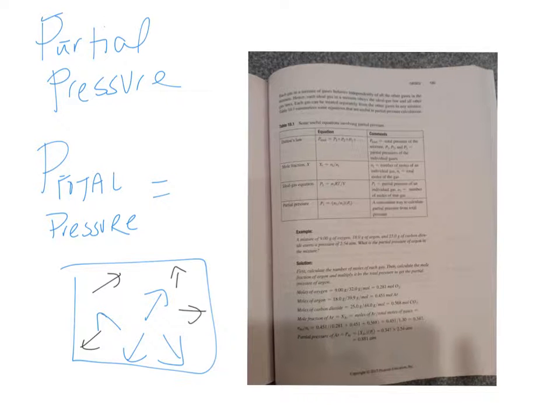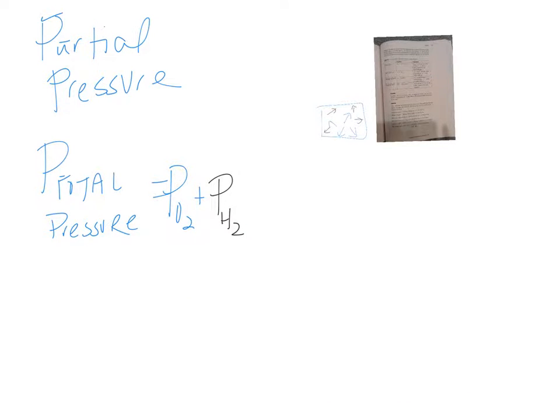So the total pressure is equal to the pressure of the oxygen plus the pressure of the hydrogen. And you can see in your notebook or your packet that the total pressure is equal to the partial pressures of each gas in a mixture. And we worked with this last year. Many times we use this when we collect gases over water.